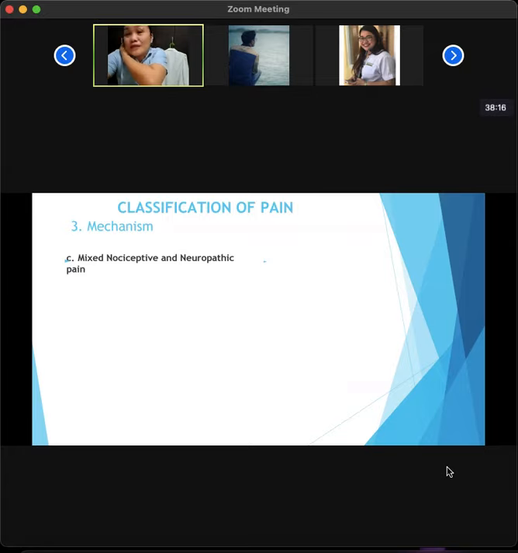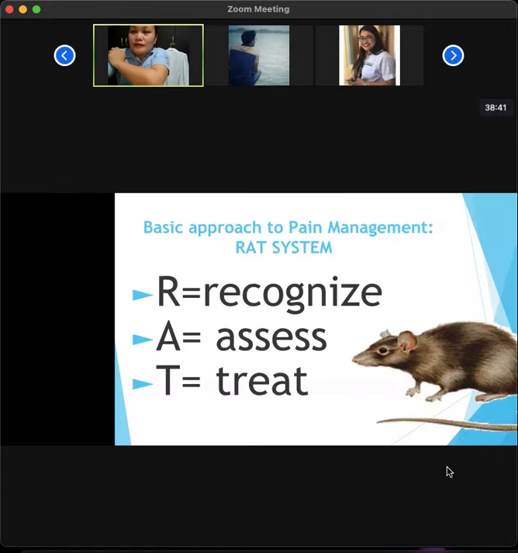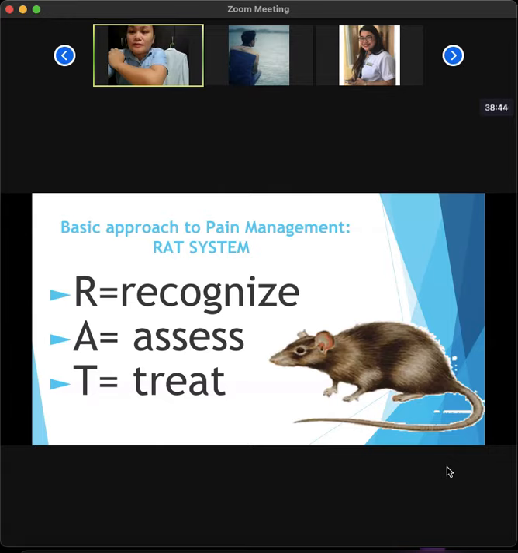Okay? And then for the mechanism, you will have 3, di ba? Nociceptive, neuropathic, and mixed. Okay? For nociceptive, it is well localized, while neuropathic, not well localized. Tapos mixed, syempre, pag combine mo yun. Okay? So, easy to classify your pain, di ba? May questions pa ba kayo doon? Class? May questions ba kayo doon sa kung paano ninyo ito classify yung pain?